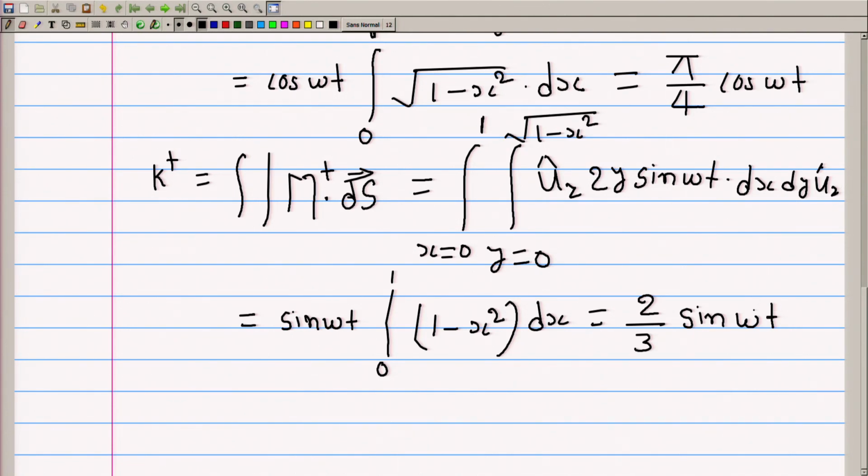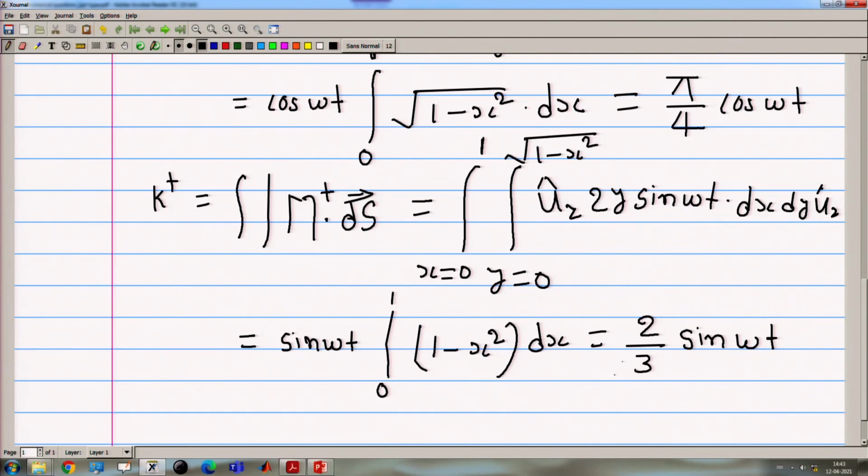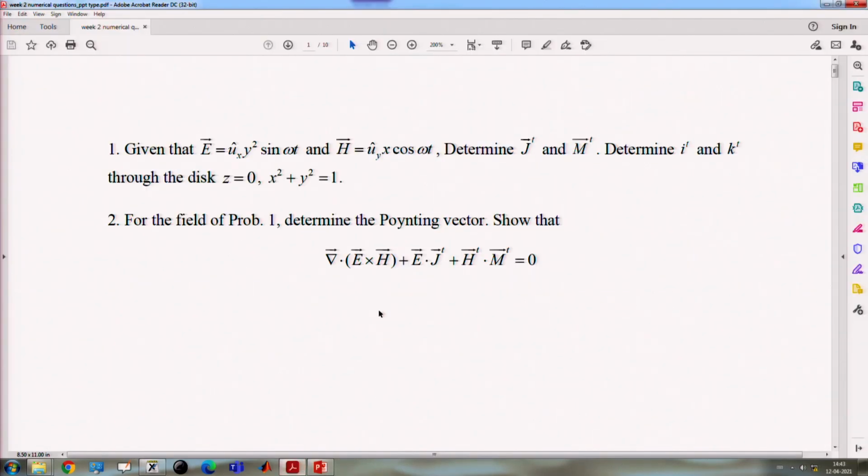So, we can go to the next problem. Next problem is: for the field of problem 1, determine the Poynting vector. So, this is one problem. And the next problem is: show that del dot E cross H plus E dot J t plus H dot M t equal to 0. So, here it will be H dot M t, so H t will not be there.